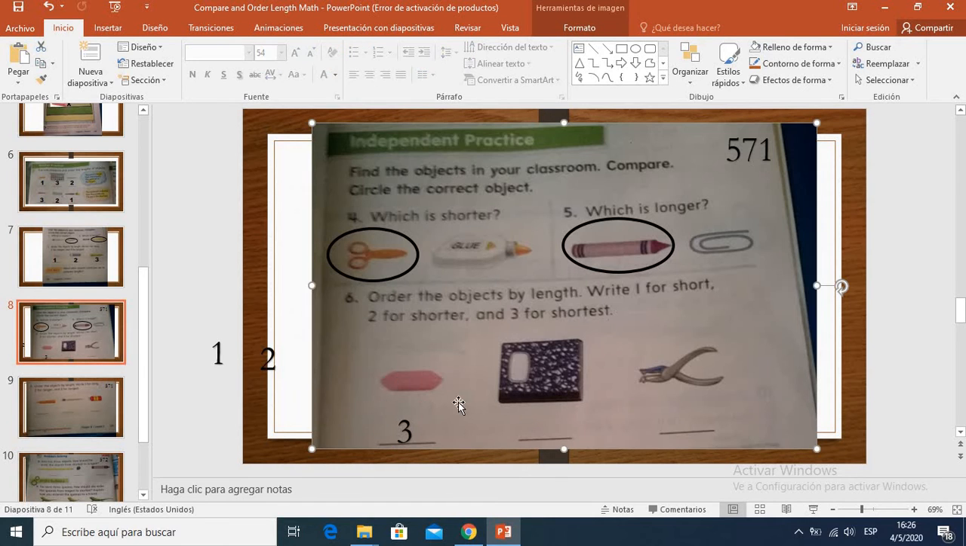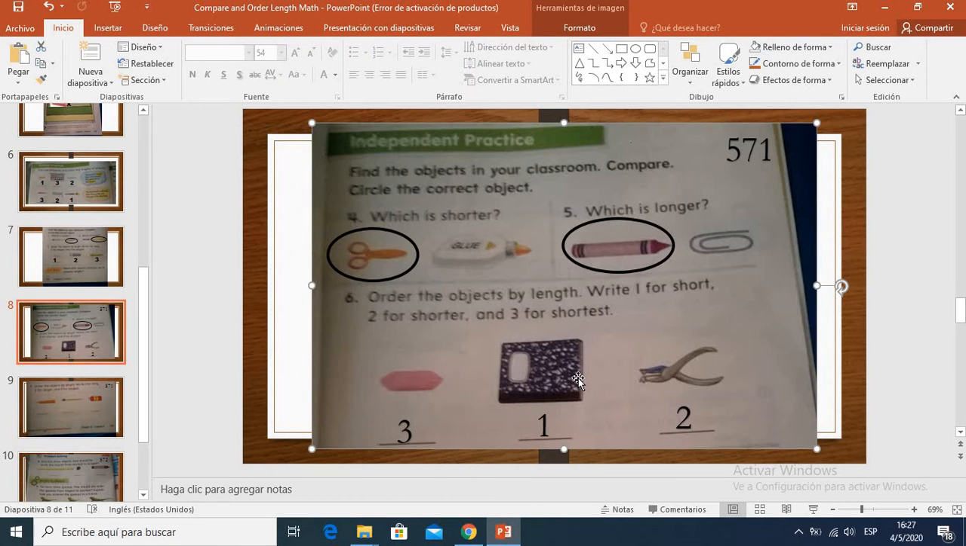Okay? Now, which of these objects is shorter than the eraser? I mean, shorter than the notebook. Which one is shorter here, the notebook or the hole puncher? The hole puncher is shorter than the notebook. Okay? And finally, we write the number 1 for the notebook.